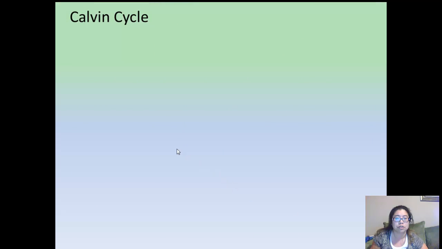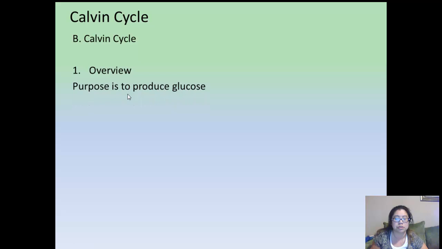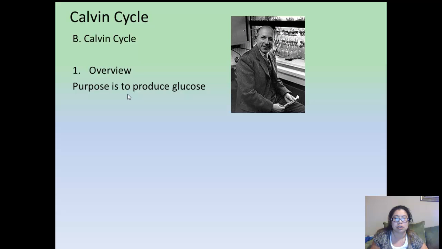Welcome to the fourth part of the energy unit, and today we'll be solely talking about the Calvin cycle. The Calvin cycle, in overview, the purpose is to produce glucose. This is the second part of photosynthesis. Remember, the first part is light-dependent reaction. So why is it called the Calvin cycle?